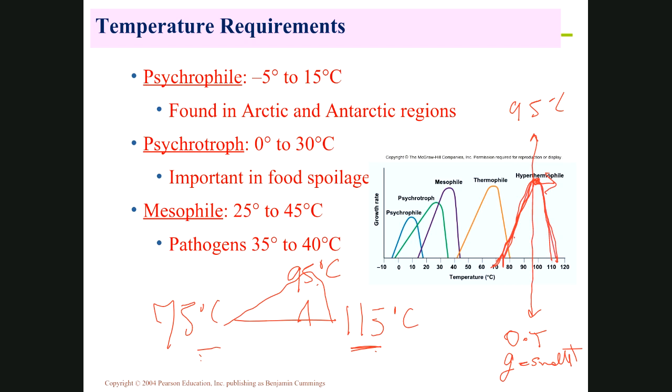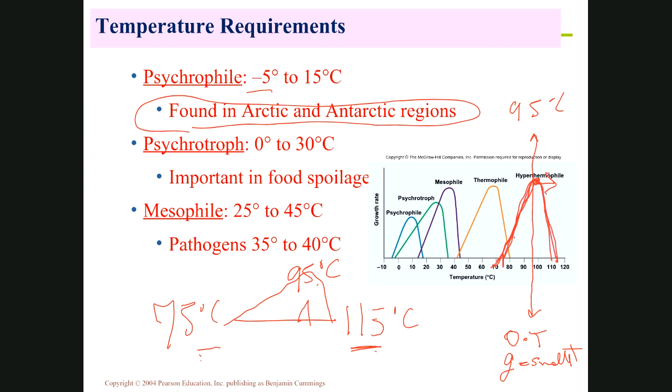High temperatures are more damaging than low temperatures to an organism. Now, aside from that, we can classify bacteria according to the temperatures at which they grow. So psychrophiles are bacteria that like cold temperatures, and they can grow at temperatures as low as minus 5 degrees centigrade. 0 degrees is ice, so this is below freezing, and as high as 15 degrees centigrade.